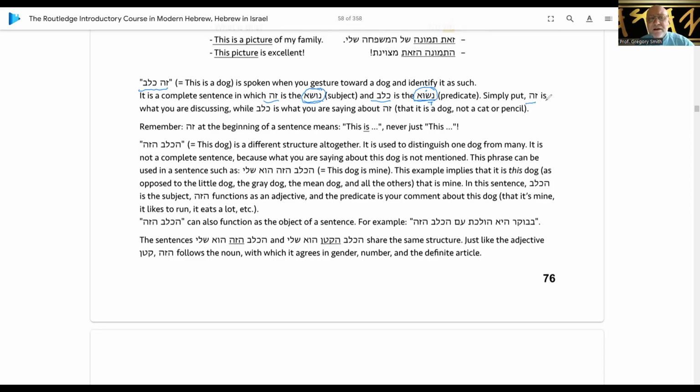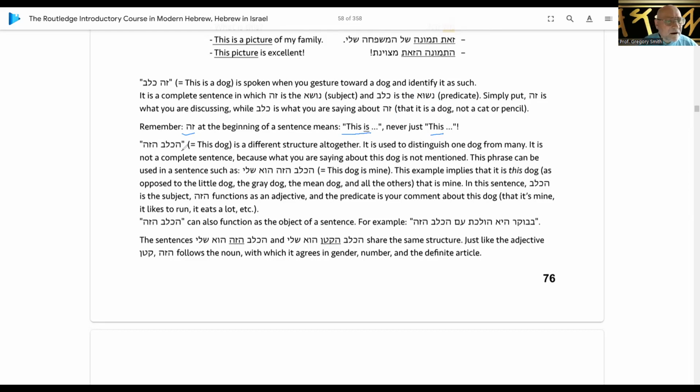Simply put, Zeh is what you are discussing, while kelev is what you are saying about Zeh, that it is a dog, not a cat or a pencil. Remember, Zeh at the beginning of a sentence means this is, never just this.